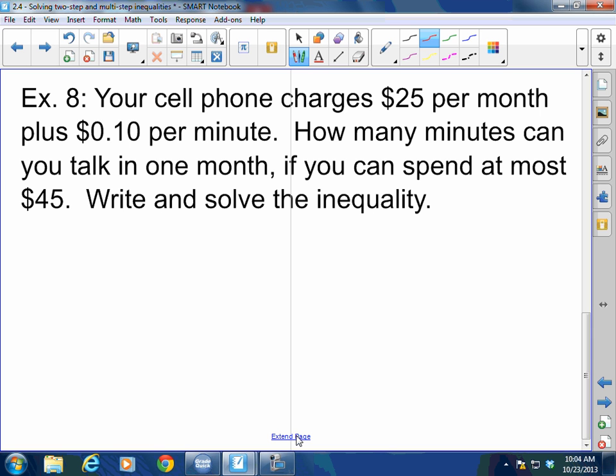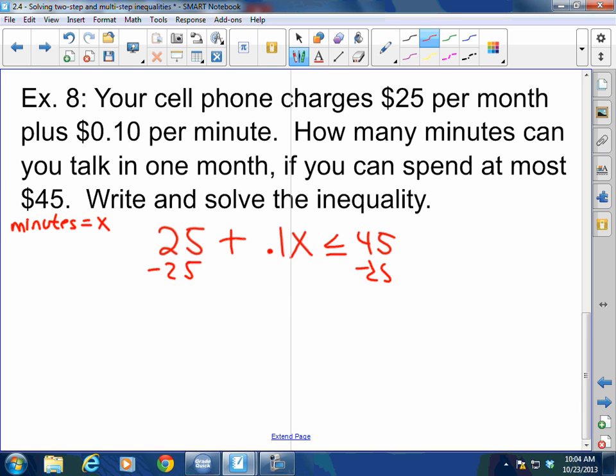Help me out. $25 per month plus 0.10x. 0.1, 10 cents for every minute x. So what that means is he said minutes equals x. Perfect. Less than or equal to? Absolutely fantastic. Subtract 25 to both sides. 0.1x must be less than or equal to 20.